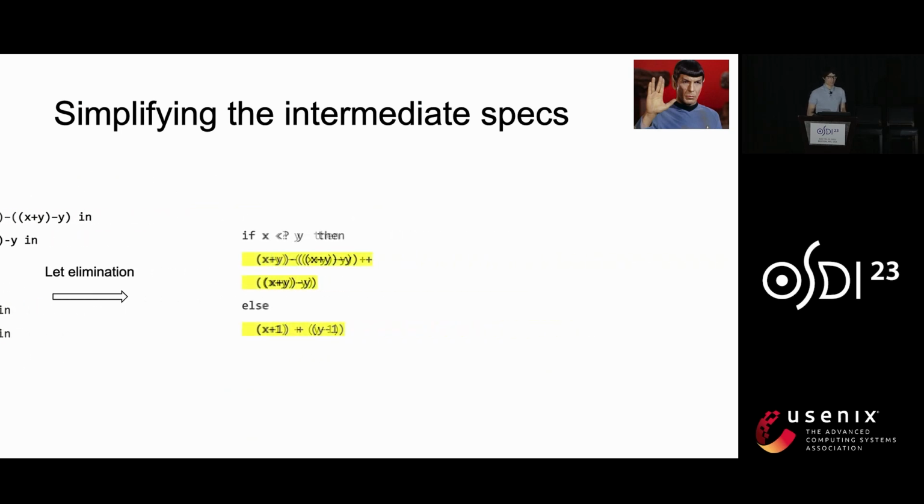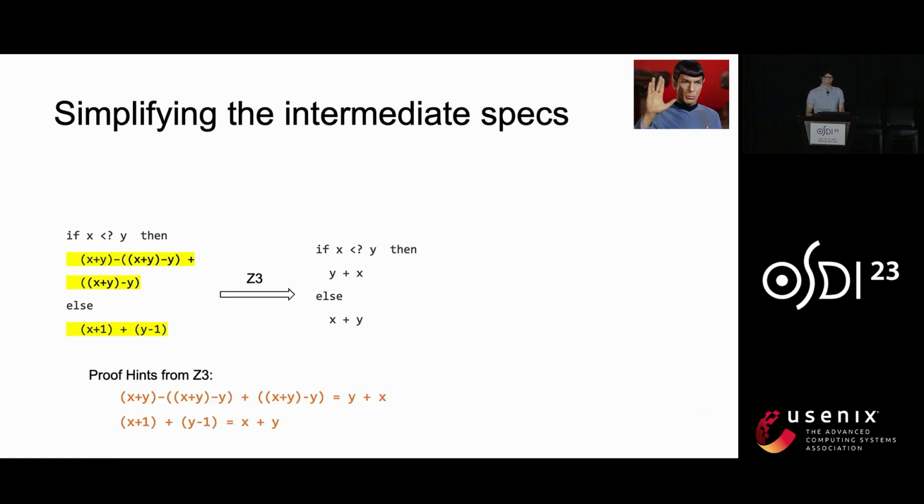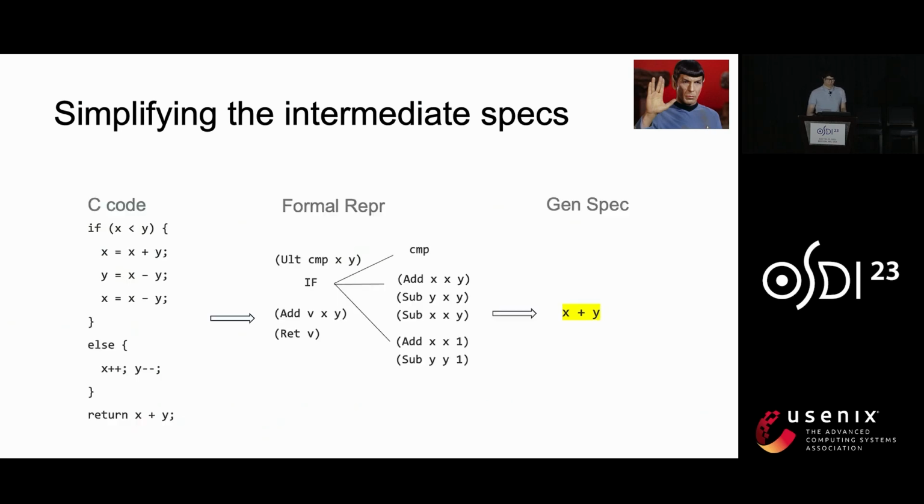Spoq can also simplify math expressions using SMT solvers like Z3. All the transformations proposed by Z3 will be recorded as proof hints and will be used in constructing the proofs. And Z3 can also tell us the then branch and the else branch are actually equal, so we can further eliminate one of them. So as we can see, Spoq can generate quite a simple specification from the code, which greatly simplifies the manual proof.